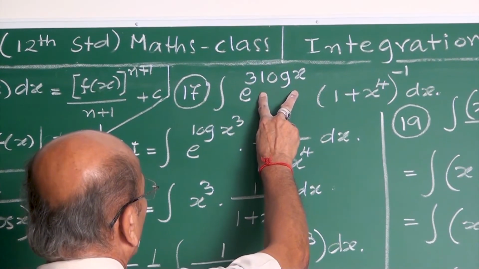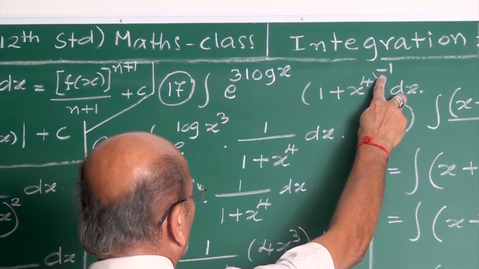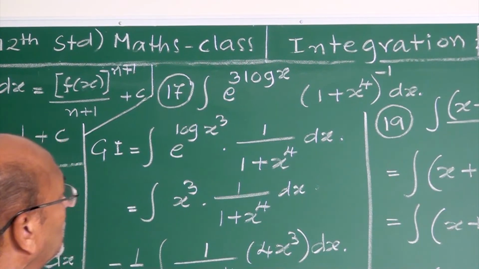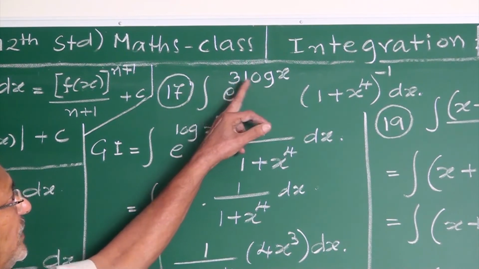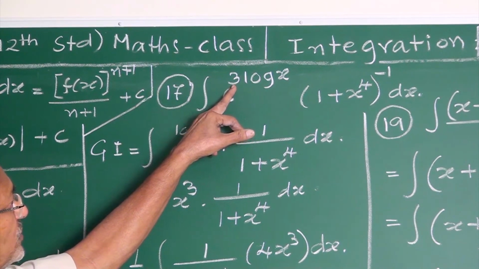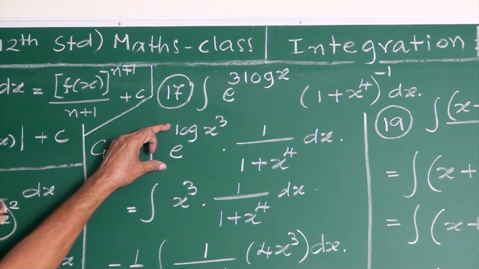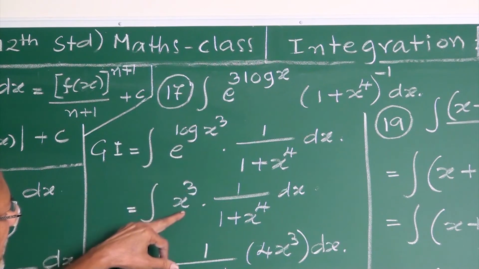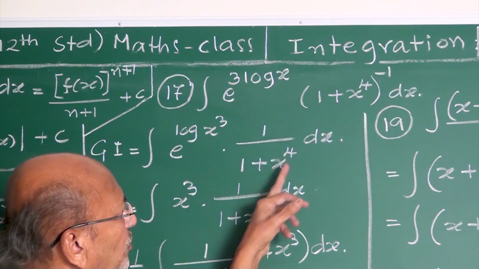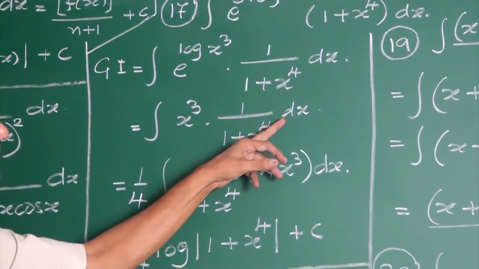Next: integral of e to the power 3 log x plus (1 plus x to the power 4) to the power minus 1 dx. Again I use the properties of logarithm: p log u, the coefficient becomes the power. And e to the power log are reciprocal to one another, so it is simply that number itself, x cube. The minus 1 power, pushed down, becomes plus 1. Now it is x cube into 1 upon x to the power 4 dx.